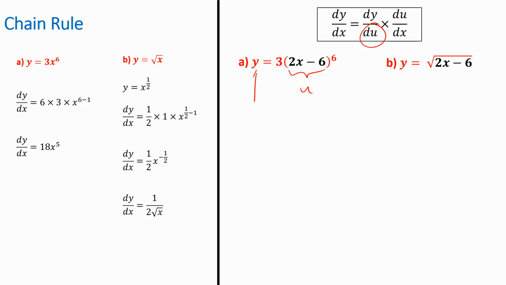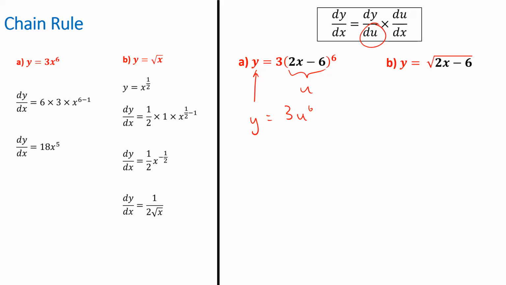Well, it changes the problem like this. I now have y is equal to 3. Now, instead of 2x minus 6, I said, let's call that u. So then I will have u to the power 6. So we just made it up. We made our problem simpler by saying, let's pretend that didn't exist. Let's call that u is equal to 2x minus 6.